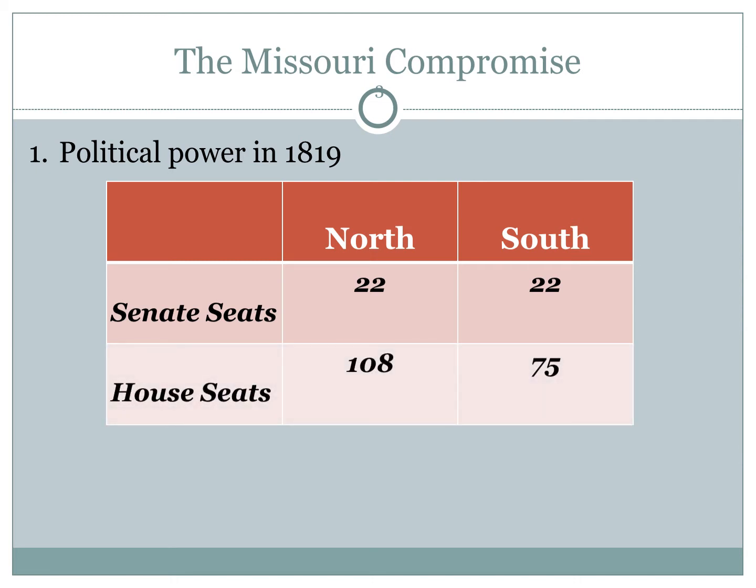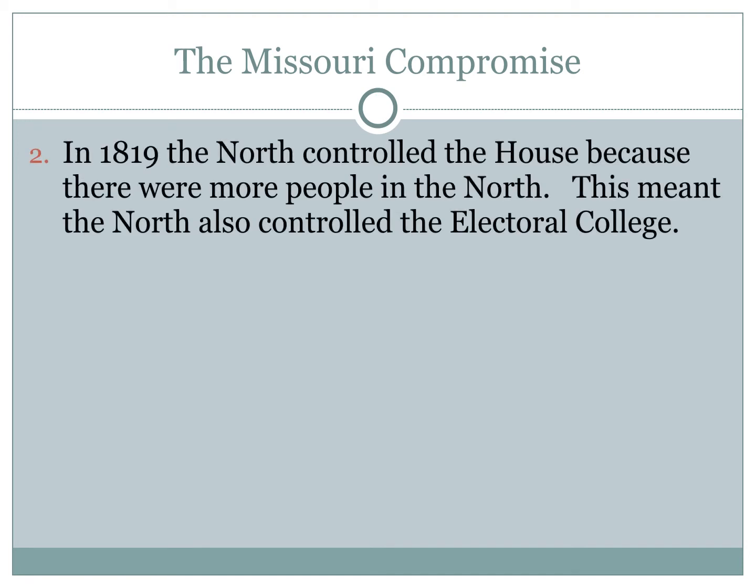But in the House, the North had a larger population, and so it got more people. So the North had more power in the House of Representatives, which also meant that the North had more electoral votes, because your total number of representatives and senators gives you your number of electoral votes. The North controlled the House because there were more people in the North, which means the North also controlled the Electoral College, who chooses the president.